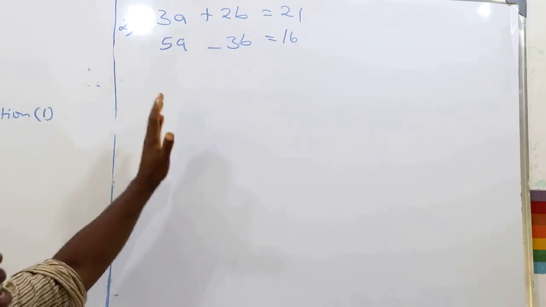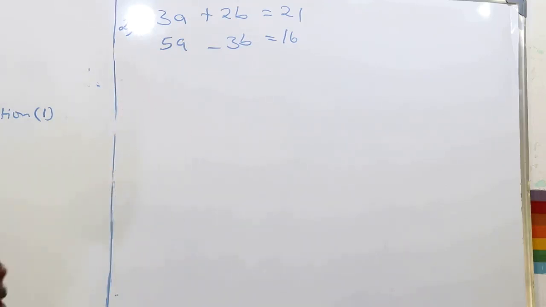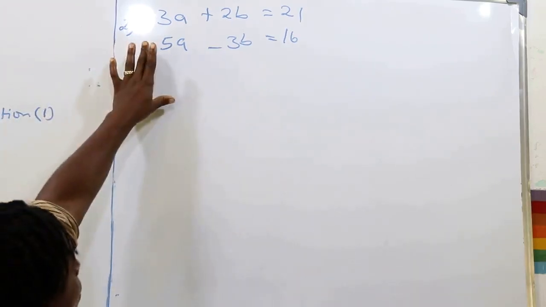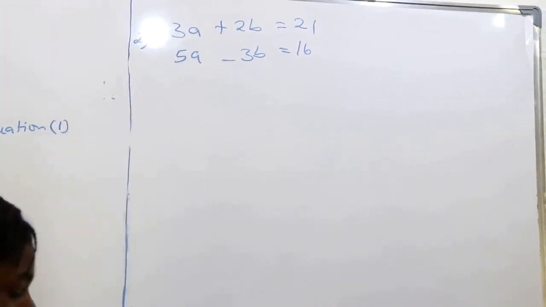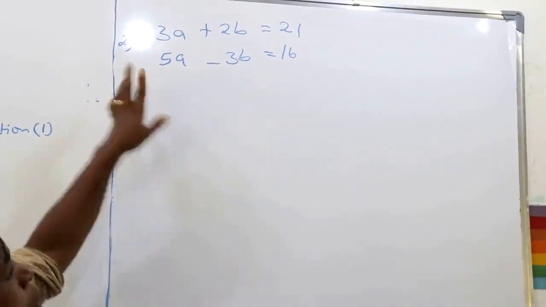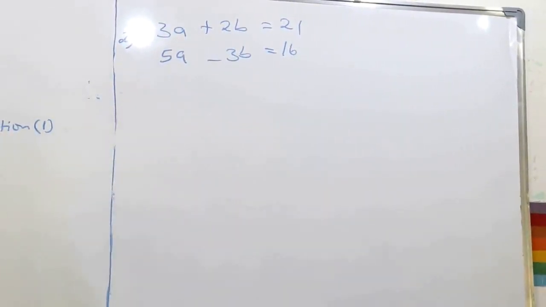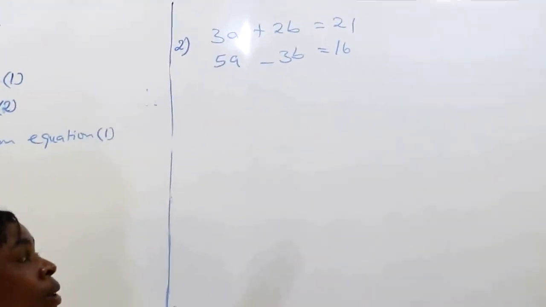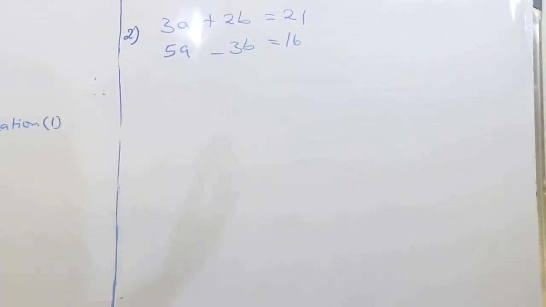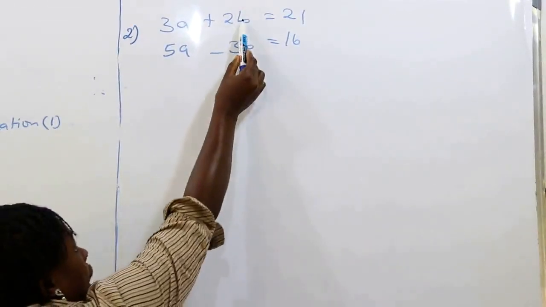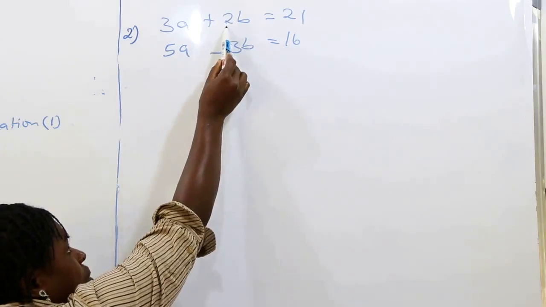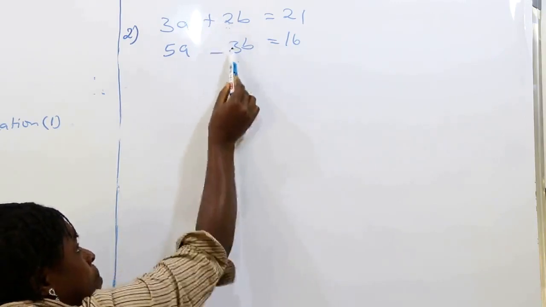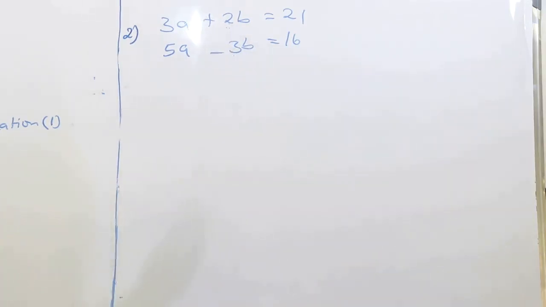So we need to make one of the coefficients to be the same, by multiplying with a number, based on my introduction. So we need to make one, either a or b, to be the same. So which one do you want us to eliminate now? Okay, let's eliminate b. If we want to eliminate b, the coefficient here is 2, the coefficient here is 3. So we need to make their coefficients to be the same.